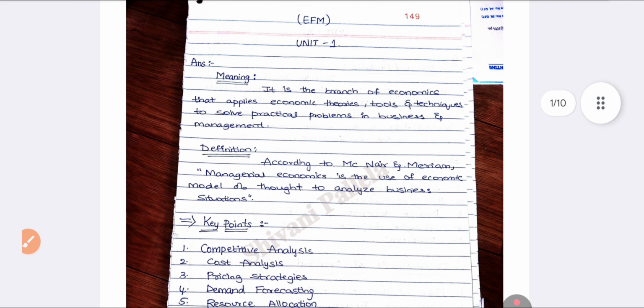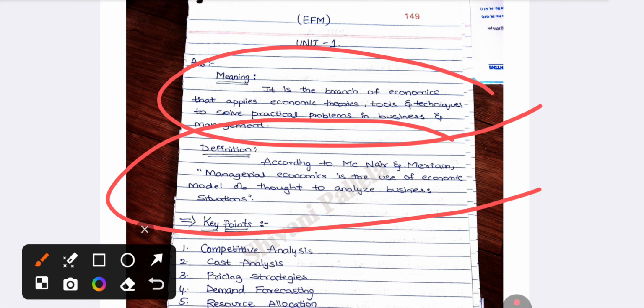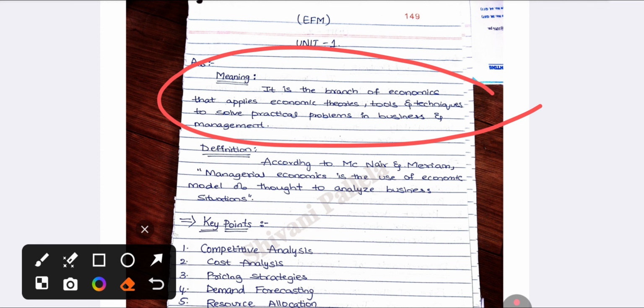Okay, from unit number 1, whatever type of question they might ask, the meaning and definition are the same. What is the meaning? They will ask about managerial economics. So managerial economics is a branch of economics. All the economic theories, tools and techniques that we have, we use in the organization to solve our problems. Whatever problems we have in the organization, to overcome those problems we do all the research, and that is called managerial economics.